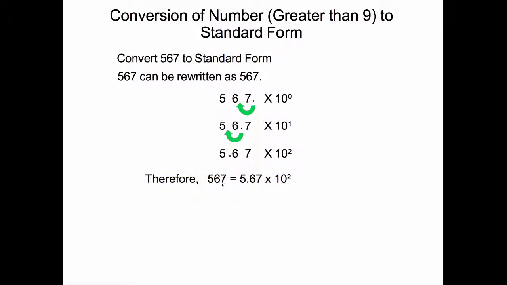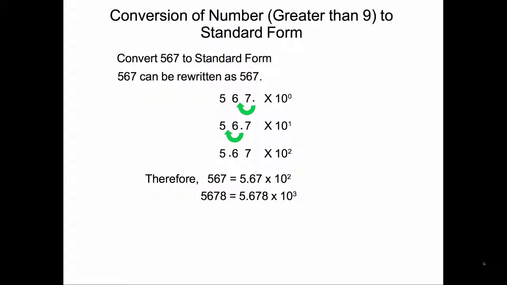Therefore, the answer of the original question is 5.67 times 10 to the power 2. And this is the standard form. Notice that the decimal point is shifted 2 times to the left, and the power of base 10 is 2. If I use another number, 5,678, the decimal point is shifted 3 times to the left, and the power of base 10 is 3.